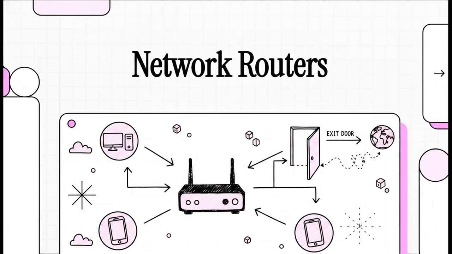Welcome to this explainer. Most of us rely on network routers literally every single day, right? But we rarely stop to think about how they actually work. I mean, how does a picture on your phone leave your house and cross the entire globe in mere milliseconds? It's kind of wild when you think about it. Well, to understand these invisible traffic controllers running our digital lives, we need to dive straight into what I like to call the exit door analogy.